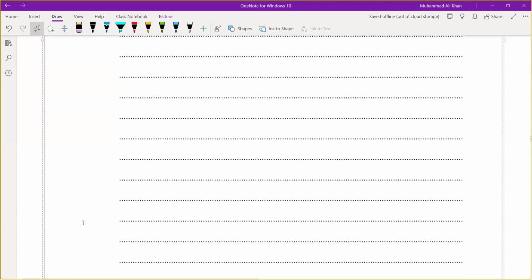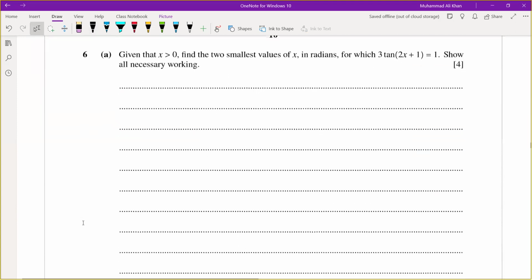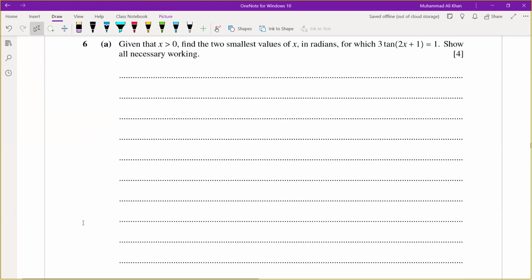Now, the next question is question number 6. Given that x is greater than 0, find the two smallest values of x in radians for which 3 tan 2x plus 1 equals half. Okay. We have to find the values of x. So can I say that tan 2x plus 1 equals 1 upon 3?